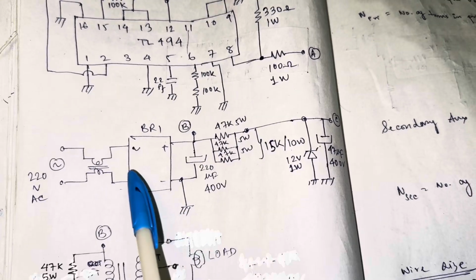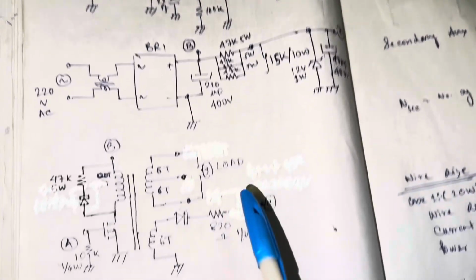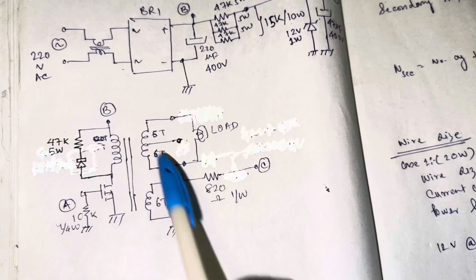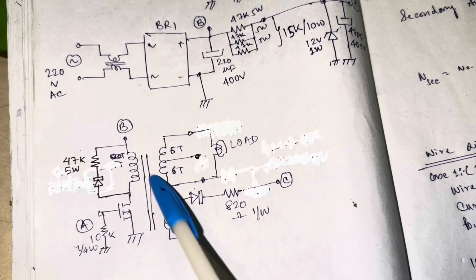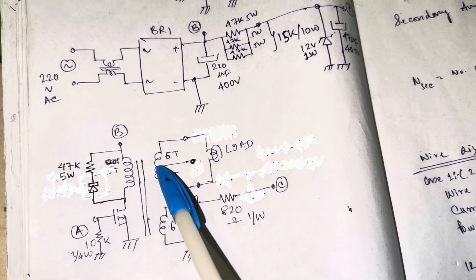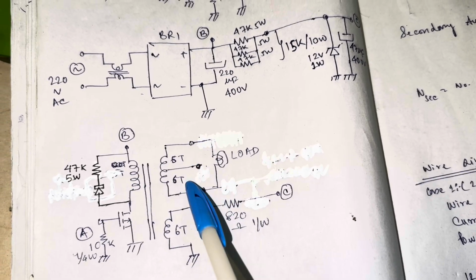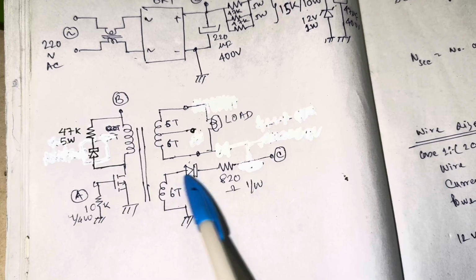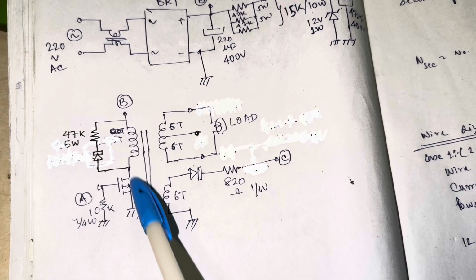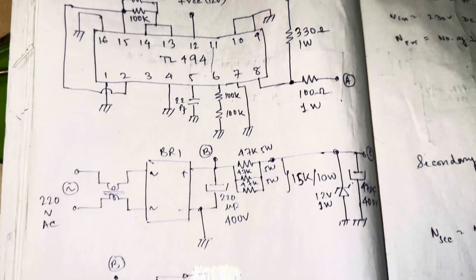That means initially the power is fed from this network, and after that, once the oscillation starts in the transformer, the auxiliary winding feeds power to the TL494 IC. You can see here, this is the transformer I have used: 25 turns copper wire in the primary, 6 turns each in the secondary with a center tap, and a 6 turns auxiliary winding. And this is the IGBT 25 and 120. So this is how the circuit diagram looks like.